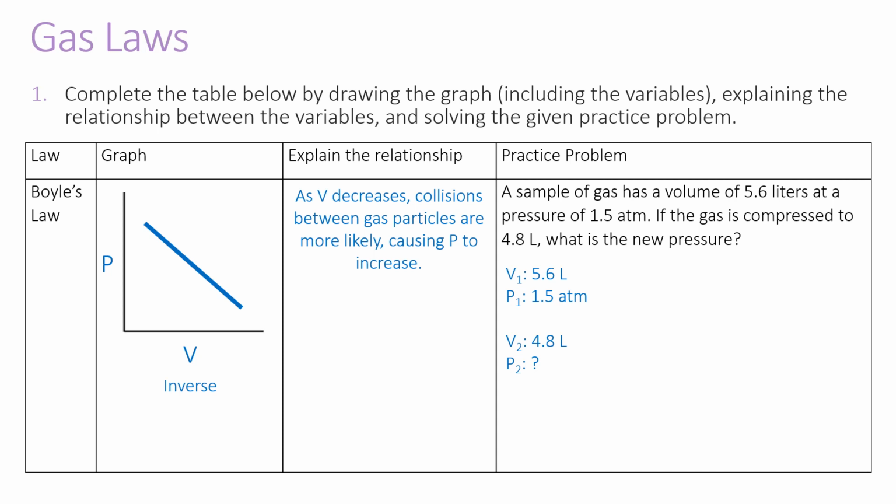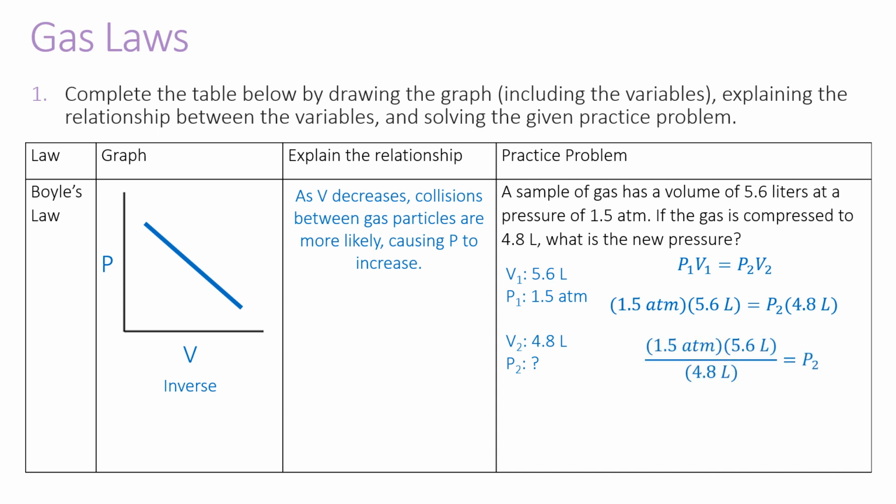So I'm going to use P1V1 equals P2V2, which is Boyle's law. We're going to go ahead and plug in all of the numbers that we know, and we're solving for P2. So I get 1.75 atm, which, whenever we round for sig figs, we need 2. We get 1.8 atm.